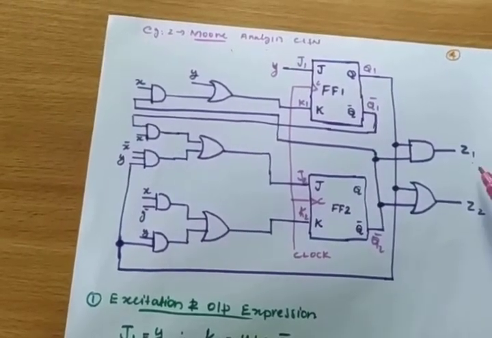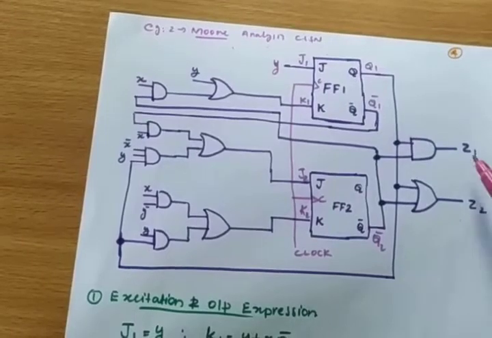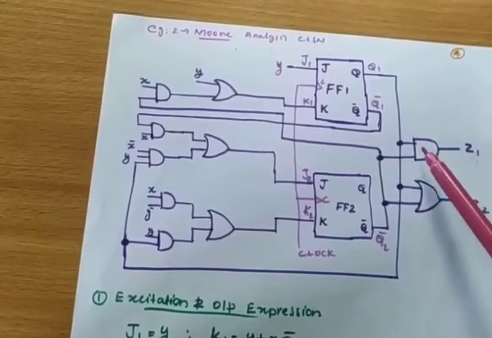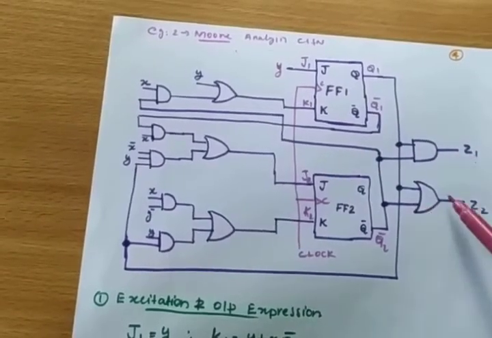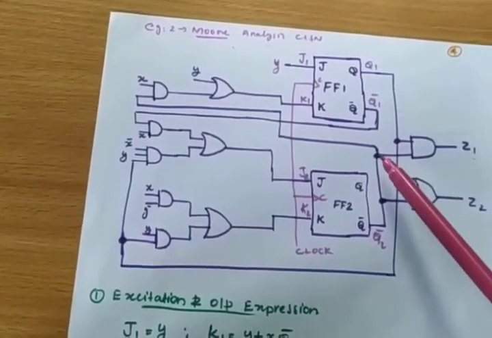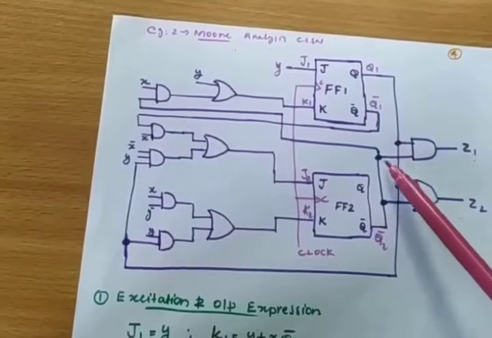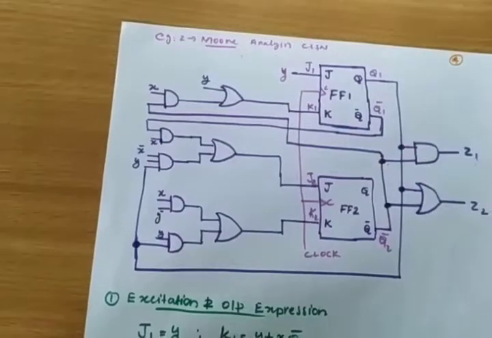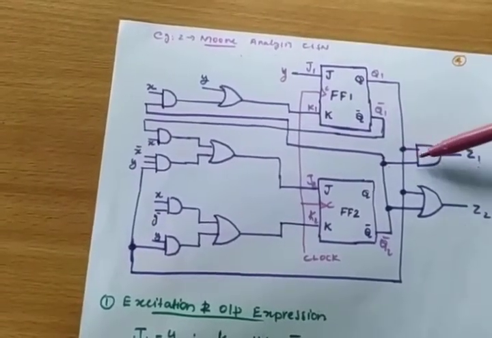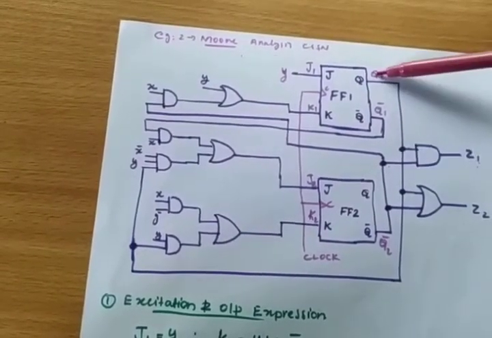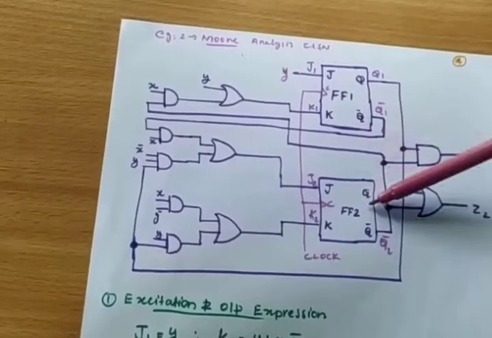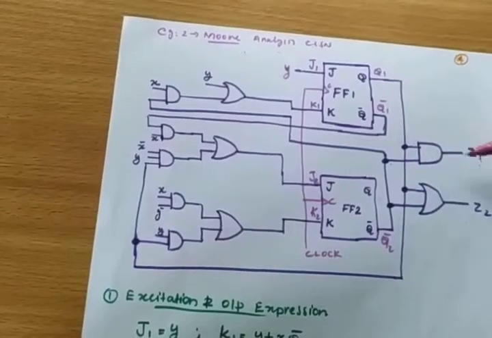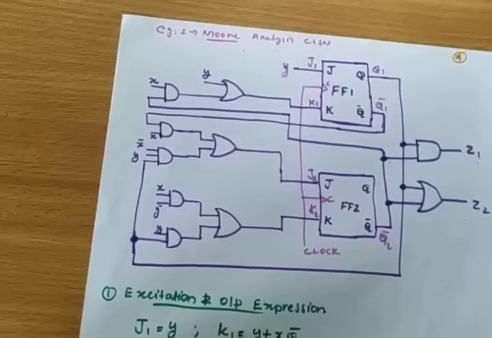Okay, look at the diagram here. This is the output state. The output depends only on the present state. This is the output of an AND gate. It has two inputs, and those inputs come from the flip-flop outputs. So the output depends only on the present state. Look at this output: it depends only on this present state, the present state of the flip-flop. So it is a Moore circuit.